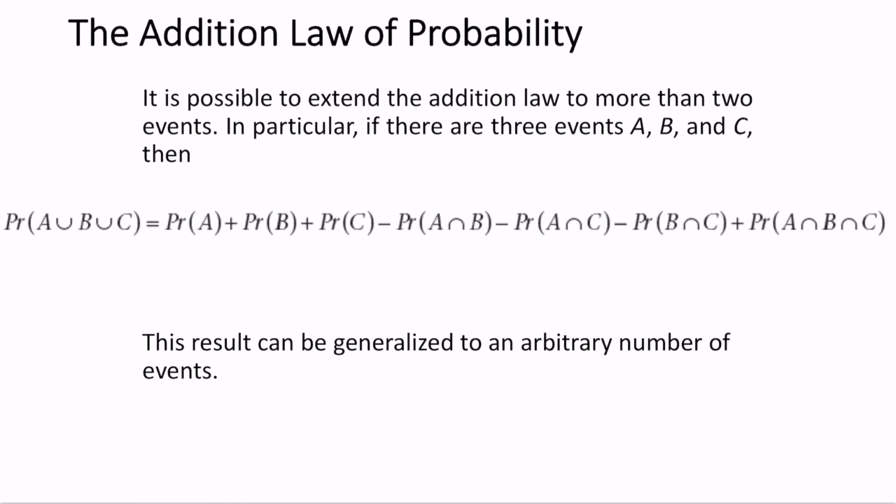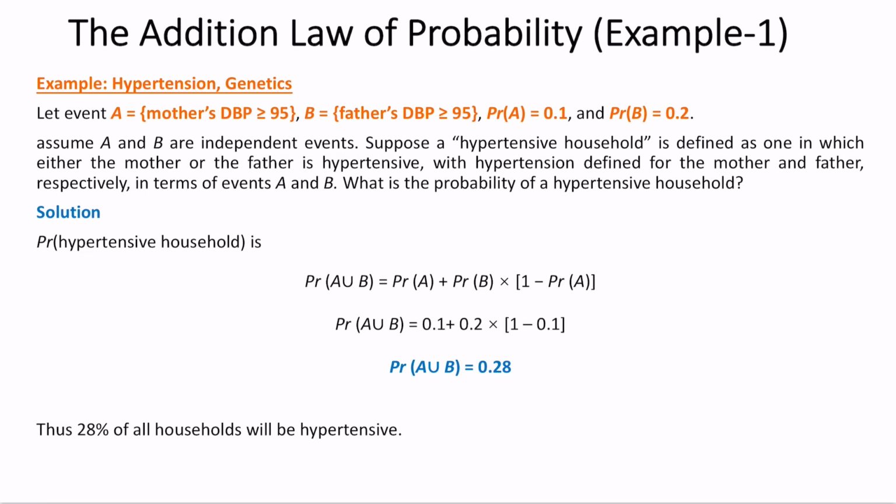Now if you have three events, then it's going to be A plus B plus C minus A intersection B, minus A intersection C, minus B intersection C, plus A intersection B intersection C. So this is a generalized formula, so you don't need to remember this formula per se. Just know that we can also write the addition law for more than two events. So let's take an example here.